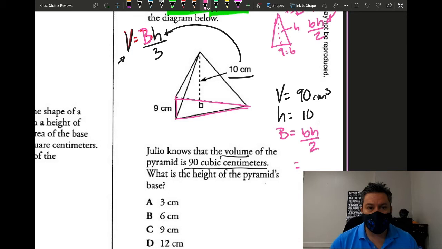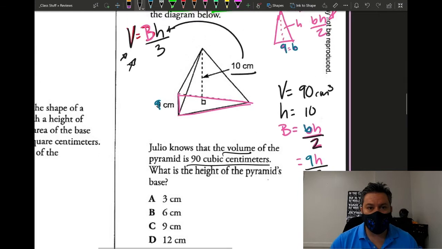Let's make it blue. That way I'm color coding everything. I know that one. So that one is going to be 9. I still do not know H, but I know it's going to be divided by 2. Okay? So with this information, I'm going to substitute it back into the original formula and find the height of that triangle.